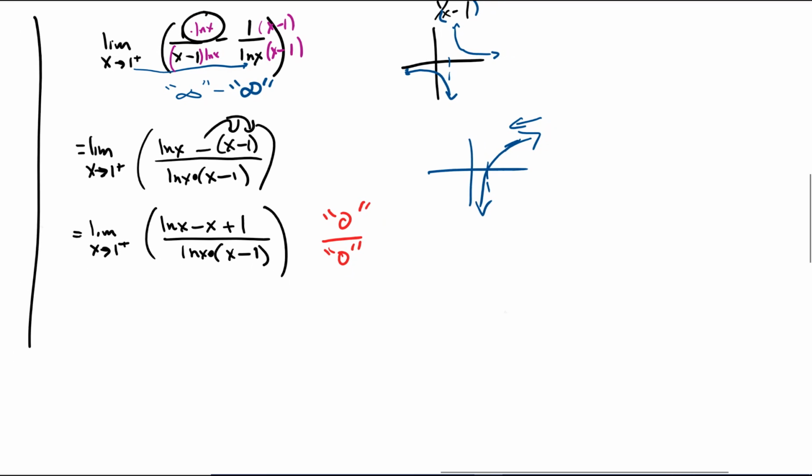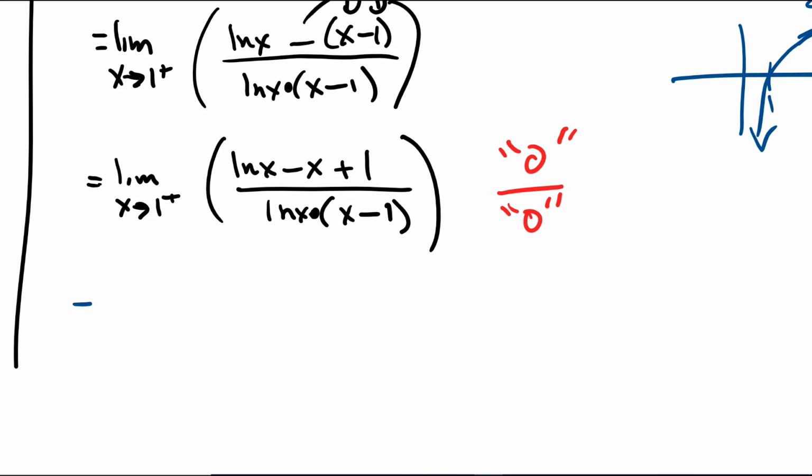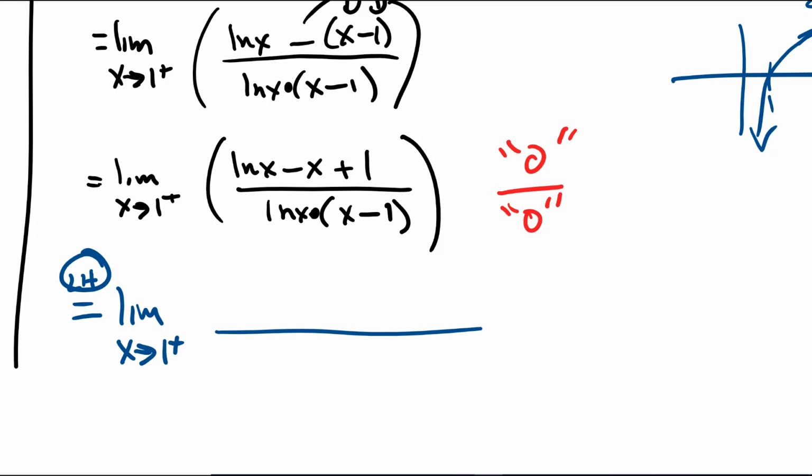All right. So now we got the 0 over 0. Let's do some L'Hopital's. Let's jump into it. So let's state it. Let's let them know. So let's take a derivative of the top first. Derivative of ln of x is 1 over x. The derivative of negative x is negative 1.